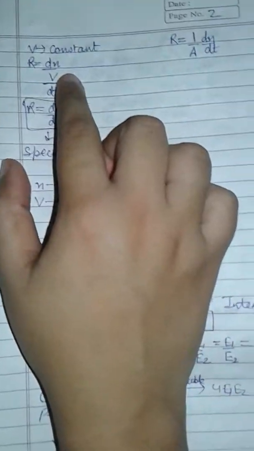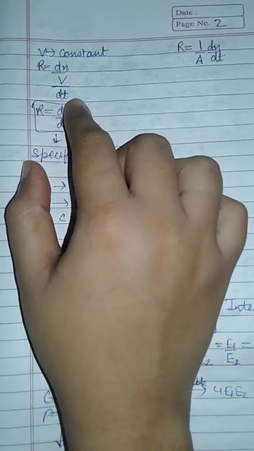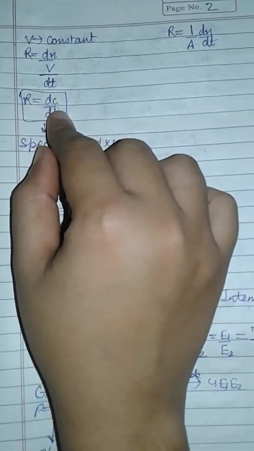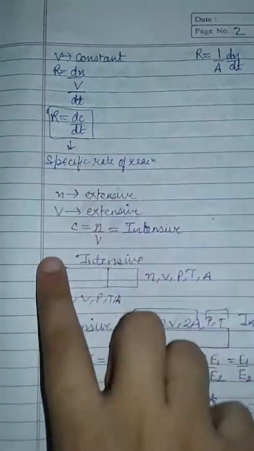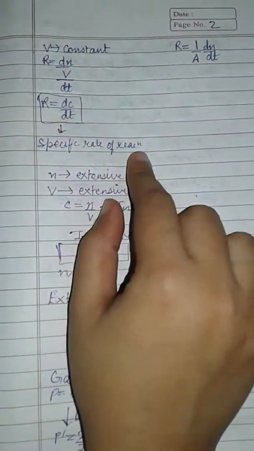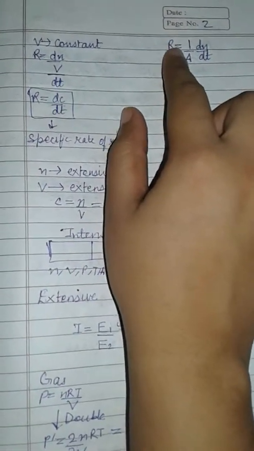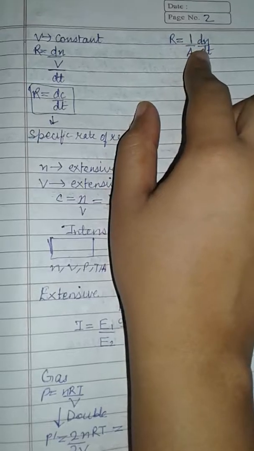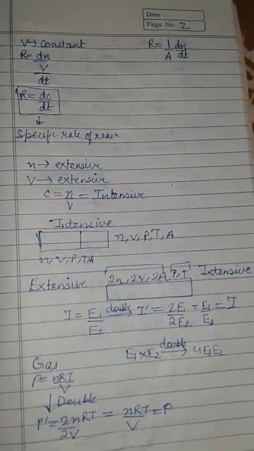Since V is constant, R will be equal to dN upon V upon dt. So R will be equal to dC upon dt, which is the specific rate of reaction. And in heterogeneous, R is equal to 1 upon A dN upon dt.